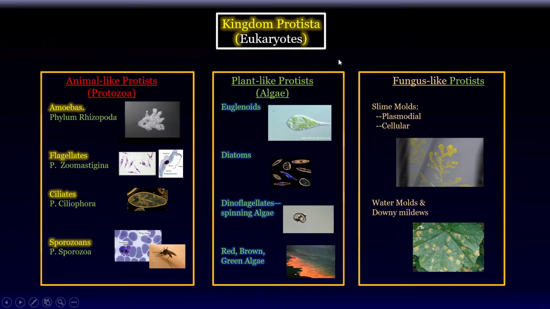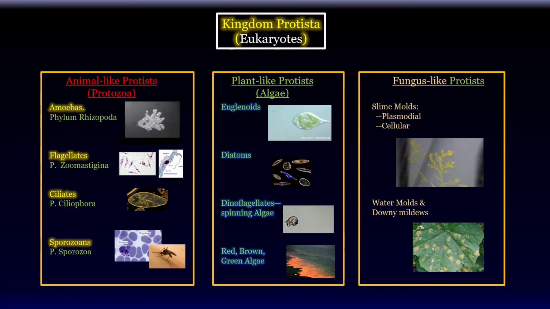The final category among the kingdom Protista that we shall explore are the fungus-like protists, and these are kind of fascinating things. These include the slime molds and the water molds and downy mildews, which can infect and eat up plants. You probably see these too in the spring and summertime. But we shall focus our attention only on the slime molds because they're kind of freaky cute in a way.